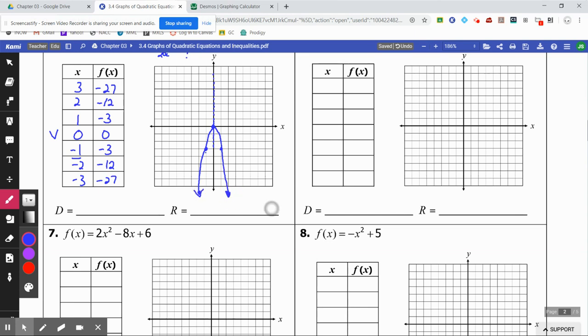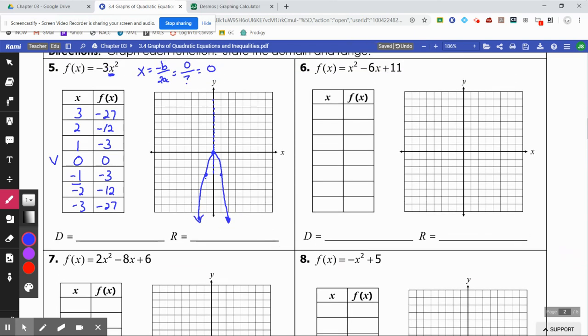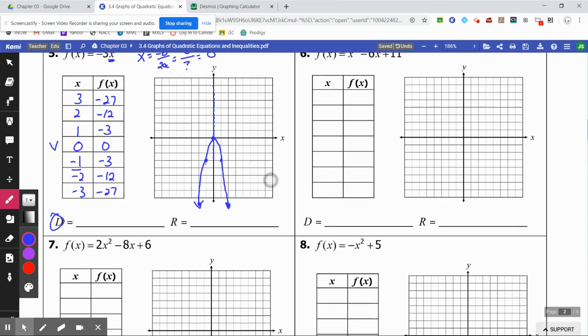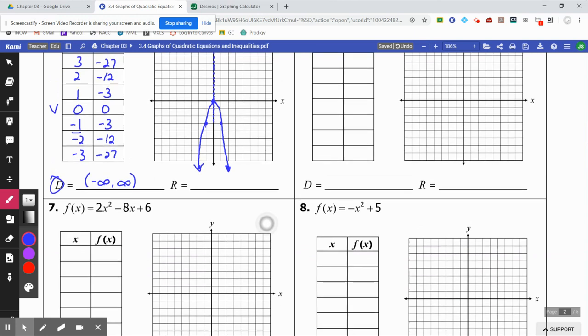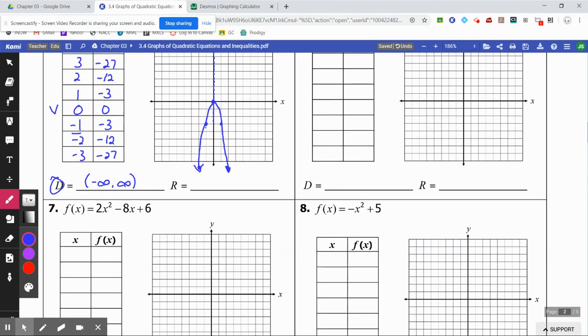Okay, domain and range. What can I plug into my shape? How far left, and that's domain. What are my x values? How far left and right does my graph go? The answer is, for all three of them, everywhere. Anything. From negative infinity to positive infinity, you can plug in any number you want.